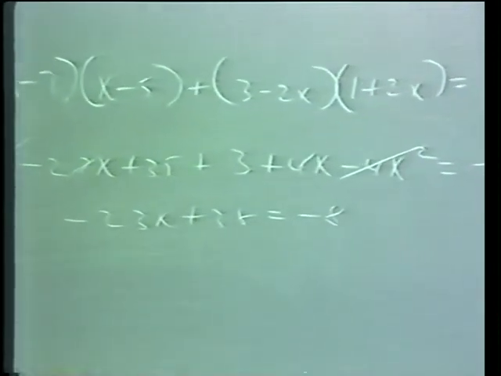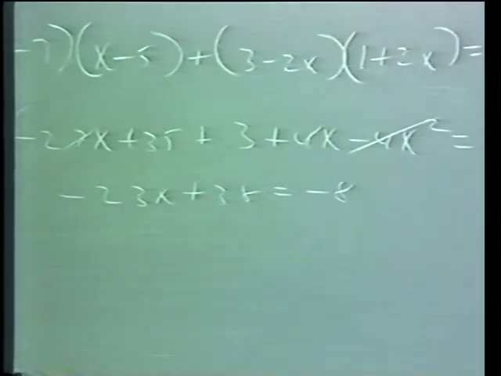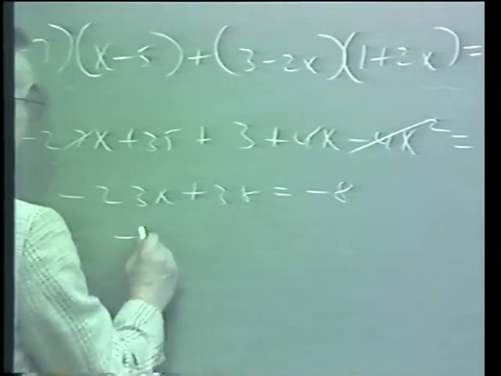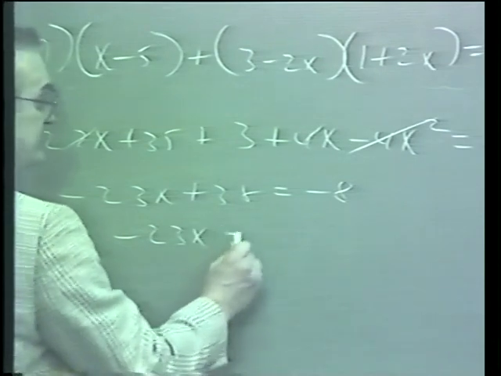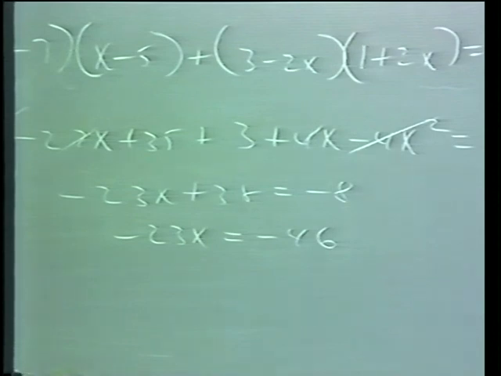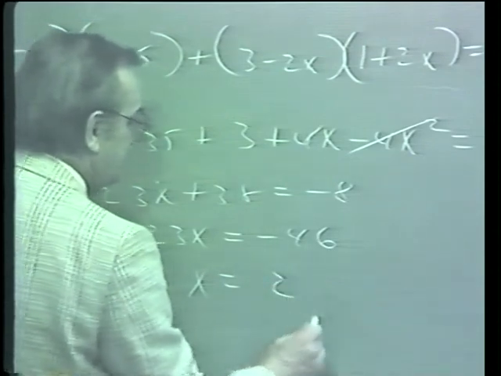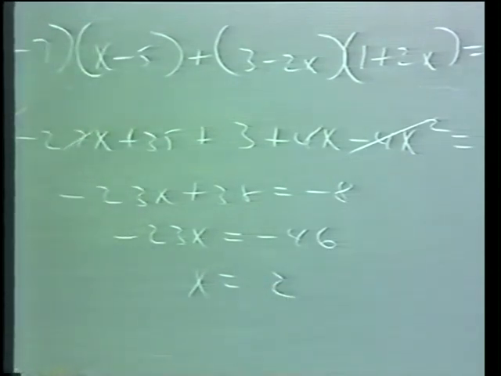We've combined like terms. We have all the x's on one side. We want all the terms that don't have x off that side. I have to add a negative 38 to both sides. And I get negative 23x equal negative 46. We now divide both sides by negative 23, and we come out with x is equal to 2. Okay?